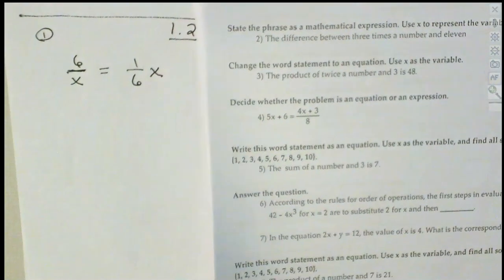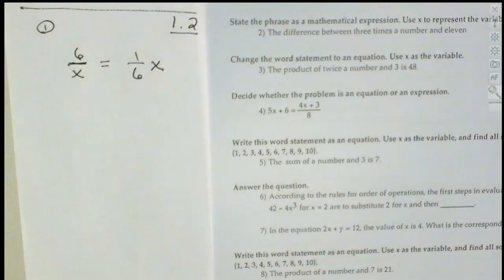Okay, same thing for question 3. This is going to be an equation. That means we have to have an equal sign. Now, when we read these, "is" means equal. So when we see "is" in here, that means that's where the equal bar is going to go. And we have to be careful with the order, too, with subtraction.